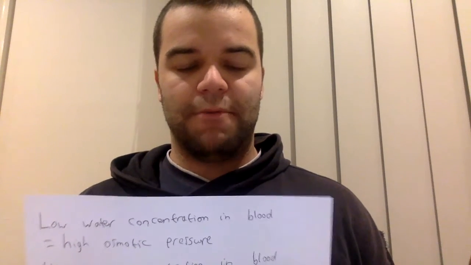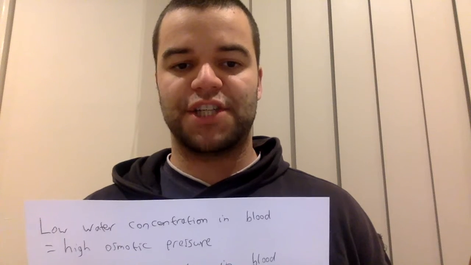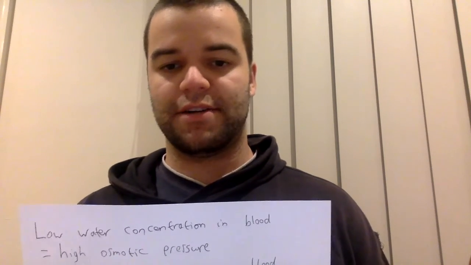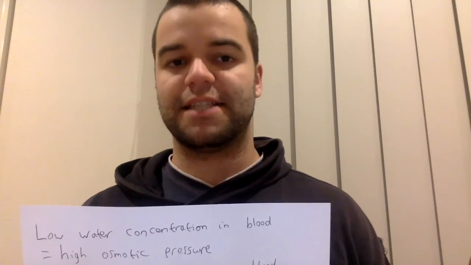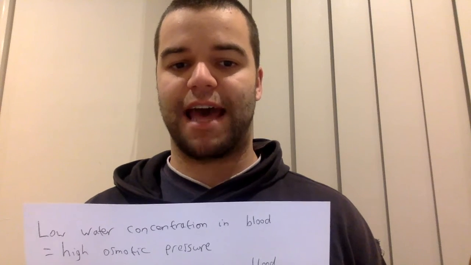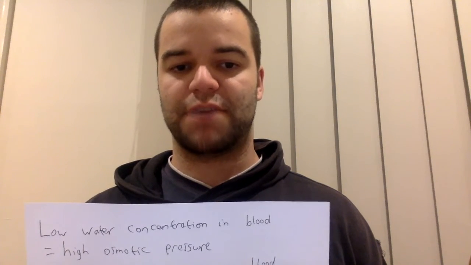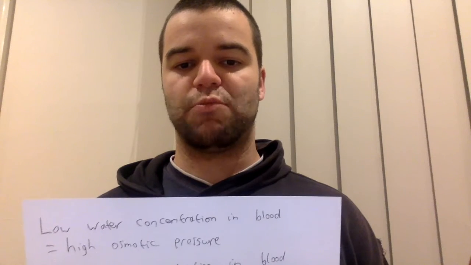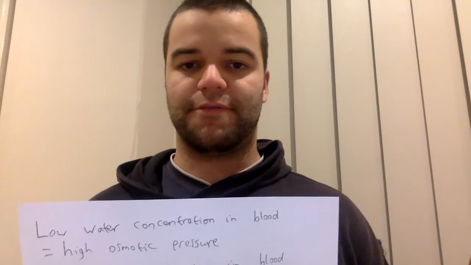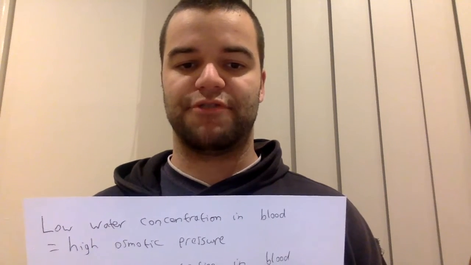So a bit of key terminology when we start studying how the negative feedback works for osmoregulation. When we're referring to high osmotic pressure, that means there's a low water concentration in the blood. So the blood doesn't have as much water as it should have. So that's called high osmotic pressure. It's called that because that means water is likely to move from the kidneys back into the blood through reabsorption.